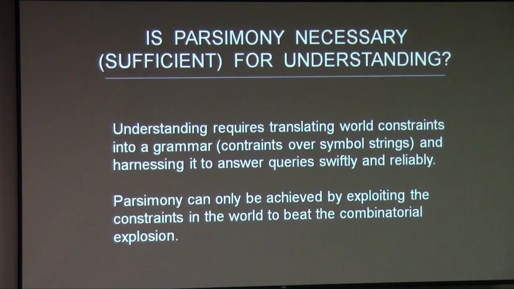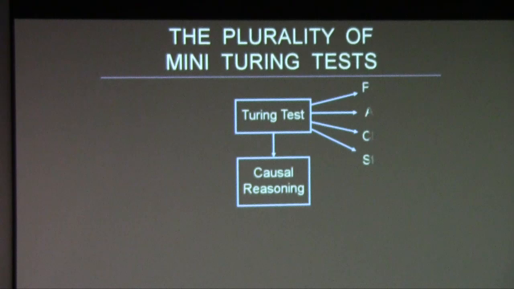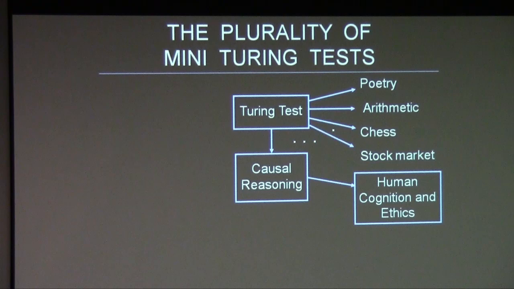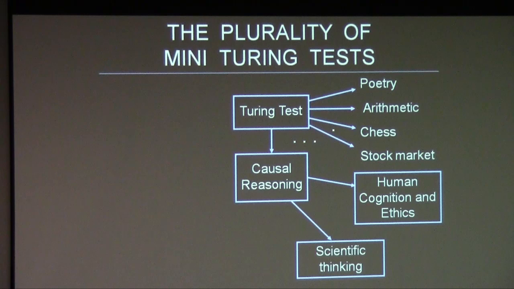And this is the purpose of the next slide. You can run Turing tests, and many people in AI are exercising it, in many domains: poetry, arithmetic, chess, stock market, medical diagnosis, and so on. And I pick causal reasoning. Why? Because, one, it's the basis for human cognition and human ethics. Number two, because it's the basis for scientific thinking. And number three, it's the basis of robotics. Because every robot is a baby scientist.